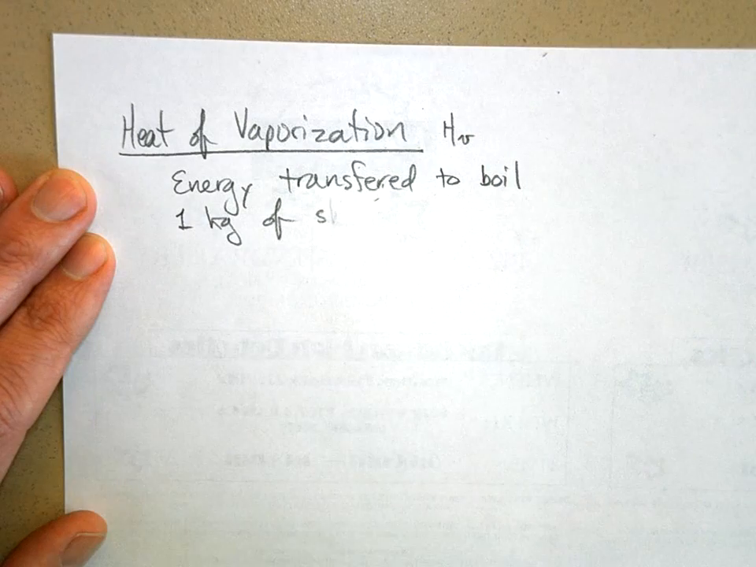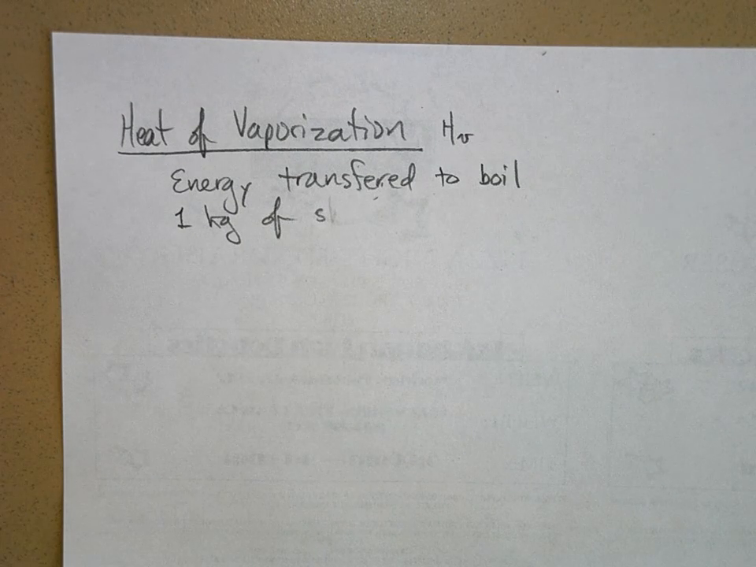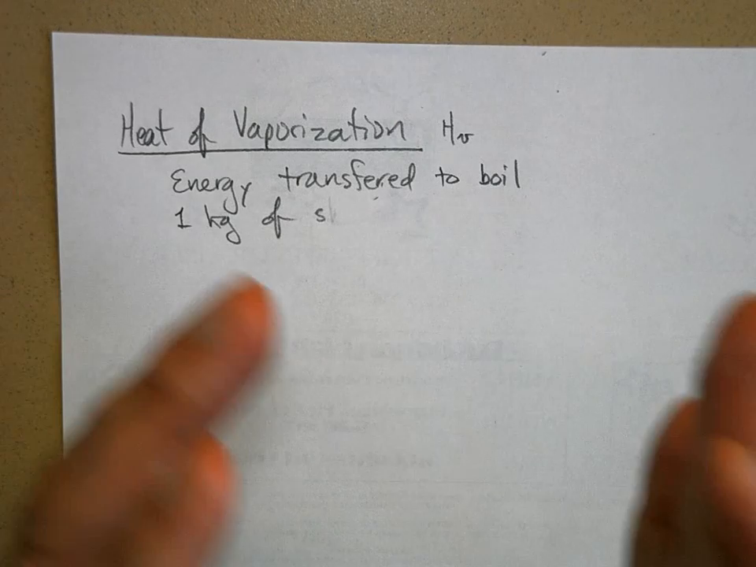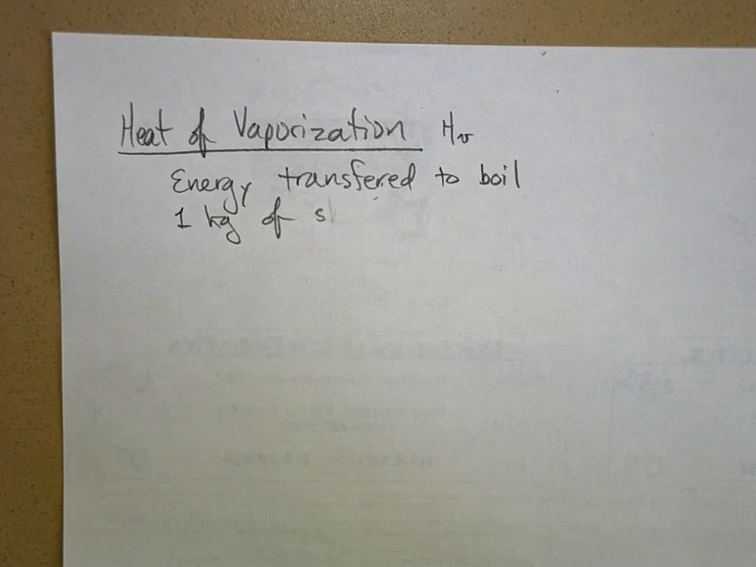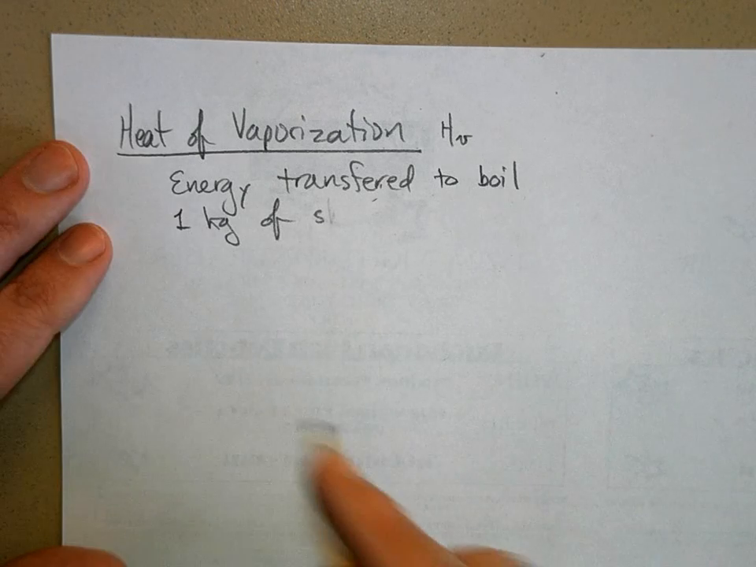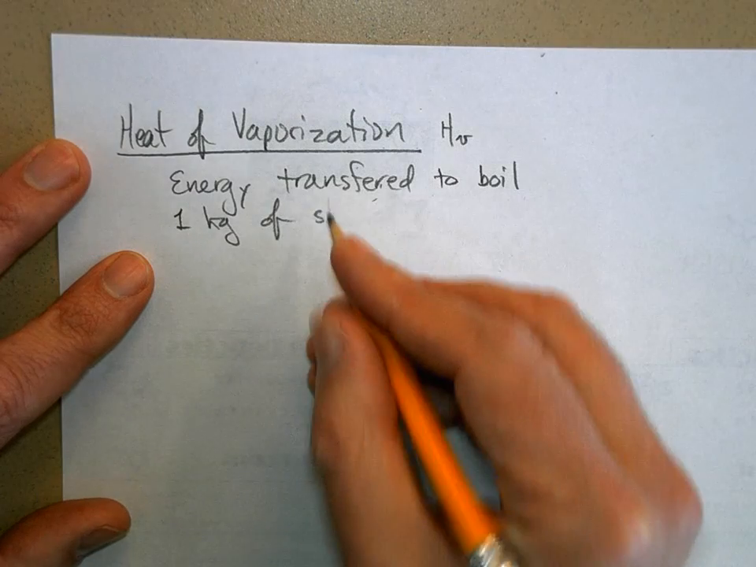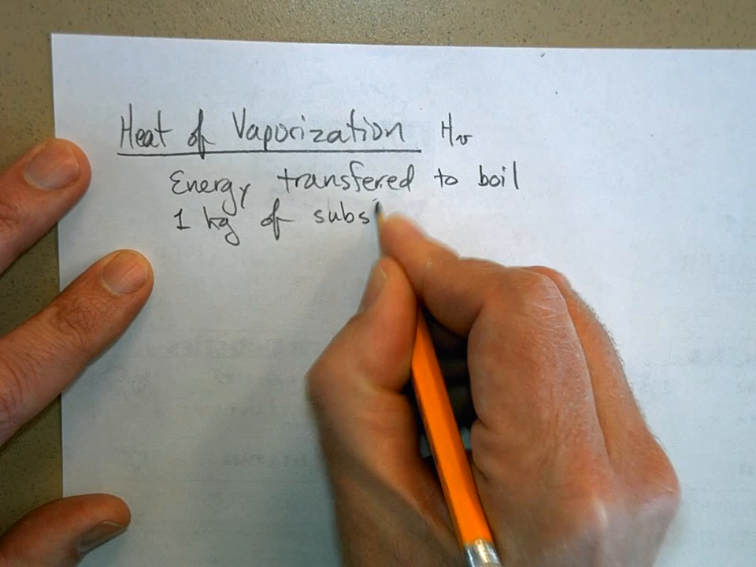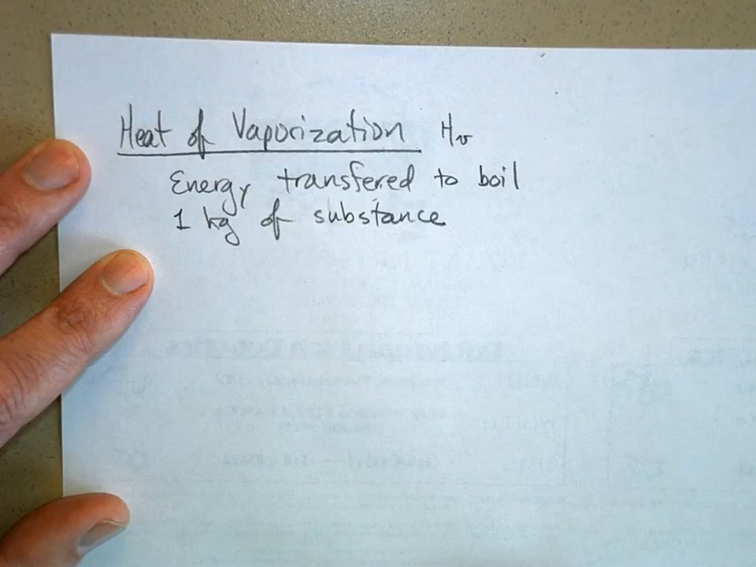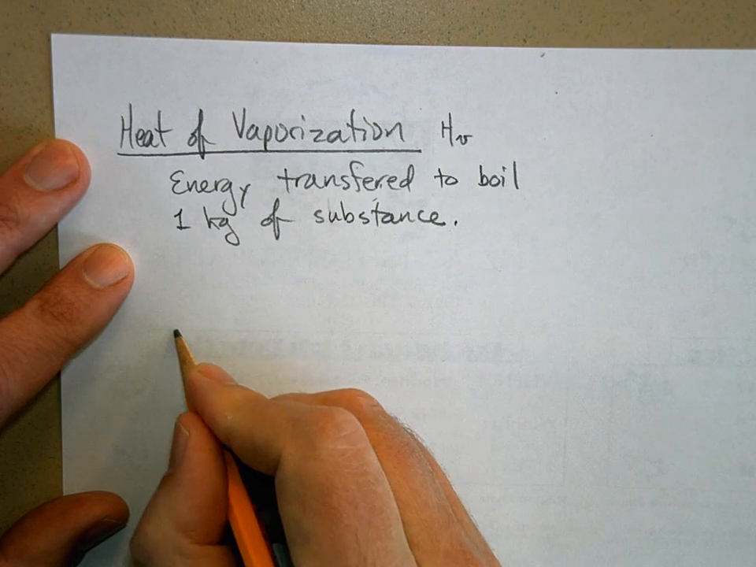Now I'm talking about boiling, but what's the opposite of boiling? Anybody know? Boiling is when you go from a liquid to a gas. What do you call it when you go from a gas to a liquid? Yeah, condensation, that's right, condensation. And by the way, you don't need to boil it. You could just let it evaporate. We'll talk about evaporation. It's the same basic process. Heat transferred to boil 1 kilogram of substance. Joules per kilogram. Okay. So suppose I've got my hot plate here again.